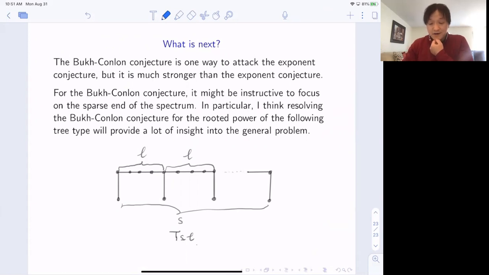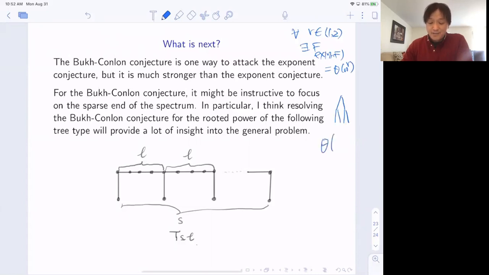the exponent conjecture just says for any R, I can find F whose Turán number is theta n to the R, okay? So no one says you have to use rooted powers of the balanced tree. Furthermore, Bukh-Conlon says, not only that, but if you give me any balanced tree, then the Turán number has to be, well, when L is large enough, n to the 2 minus 1 over rho, where rho is this density parameter I defined earlier. So it's really much, much stronger than what's needed.